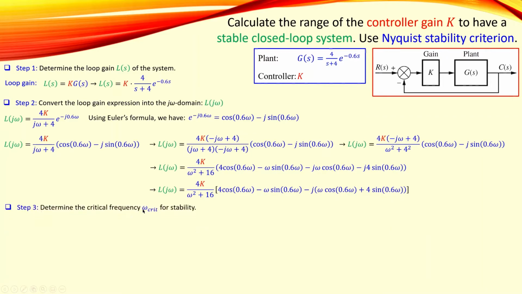Okay, now the next step, step 3, is to determine the critical frequency, omega critical, for stability. In this case, with the Nyquist stability criterion, we look at the situation where the loop gain is exactly 1 when the phase shift is minus 180 degrees. That's the condition of the Nyquist stability criterion.